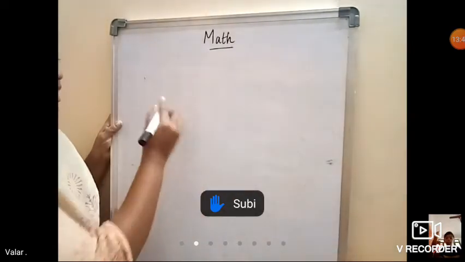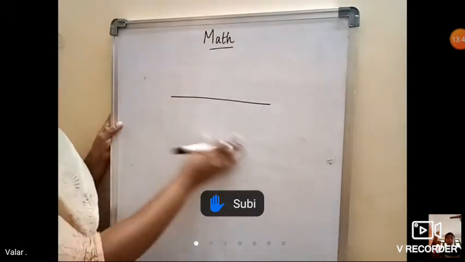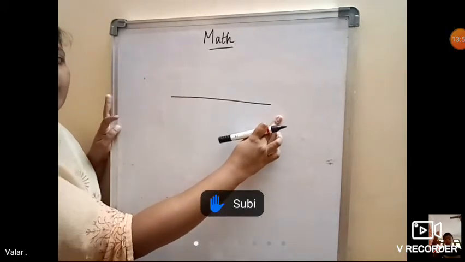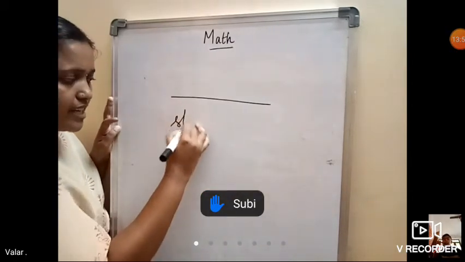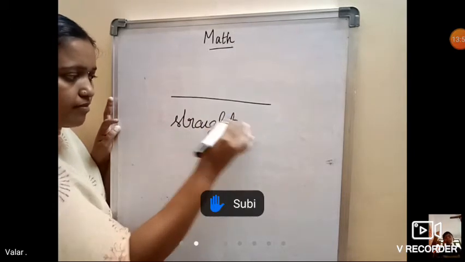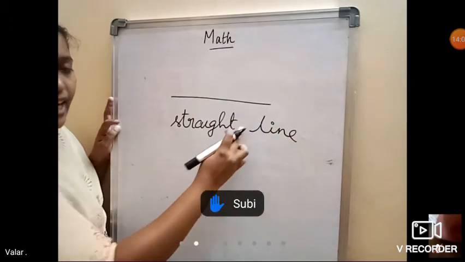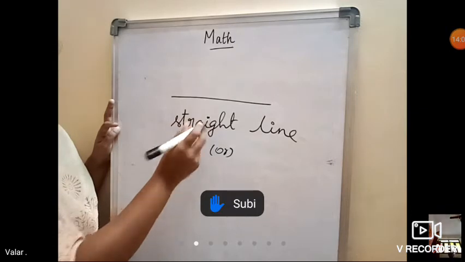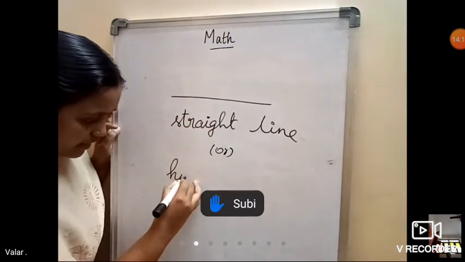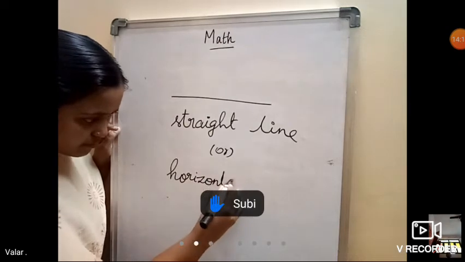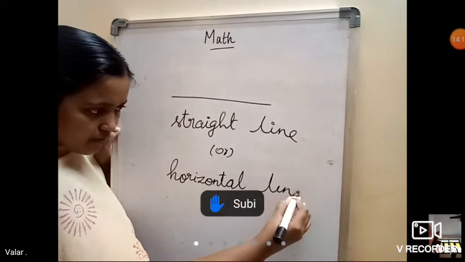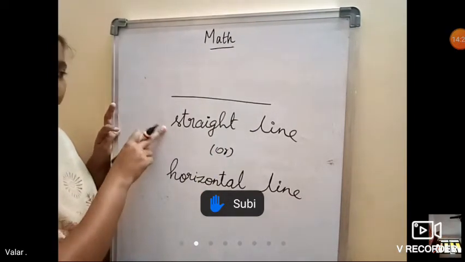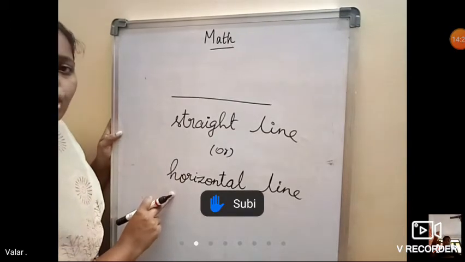Next, if the line is like this, if you are stretching any rope or any wire, we will get what line? Straight line. We can call it a straight line, or one more word I said, horizontal. We can call it a straight line or horizontal line. These two names are for this line.